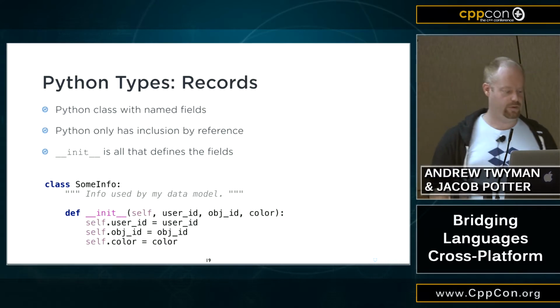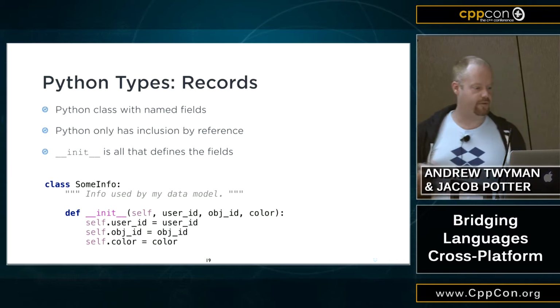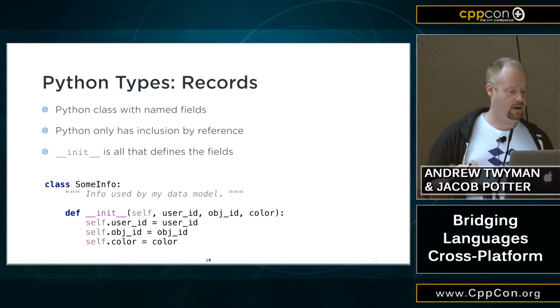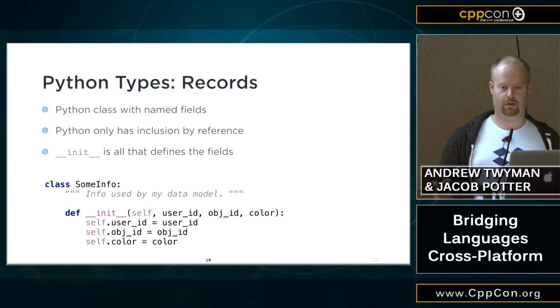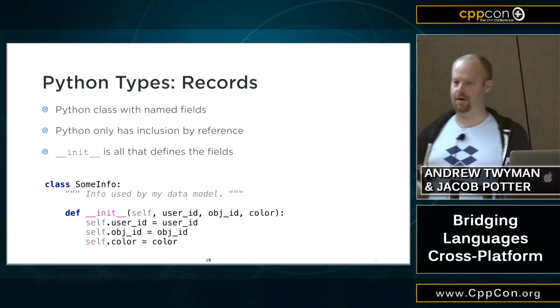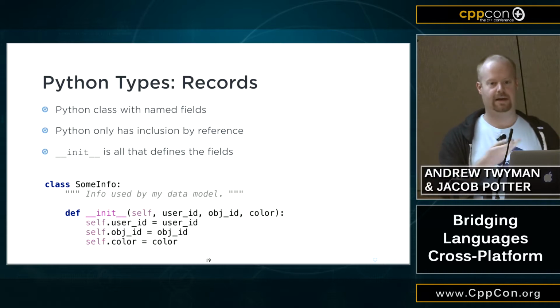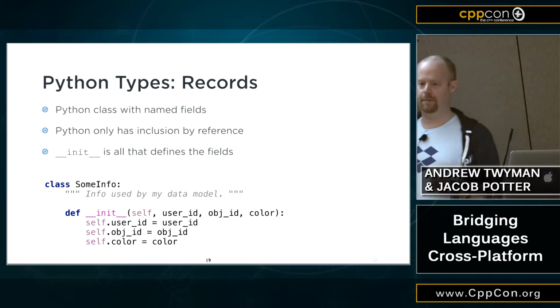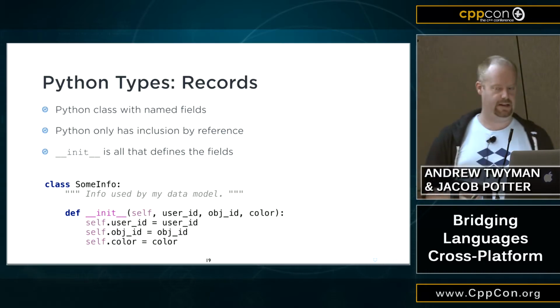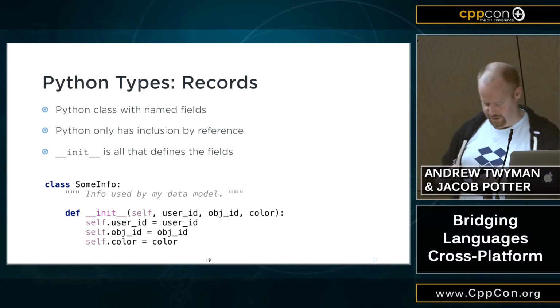So let's walk through the individual types in Python. We've got records, which are just a Python class with some fields which are named. Python is pretty loose about this. All fields are held by reference, and you can add more fields later if you want to. So really the only thing that declares your fields is your init function, which Djinni generates.